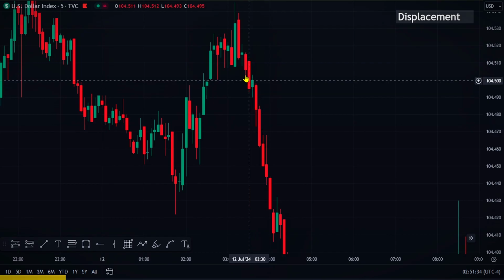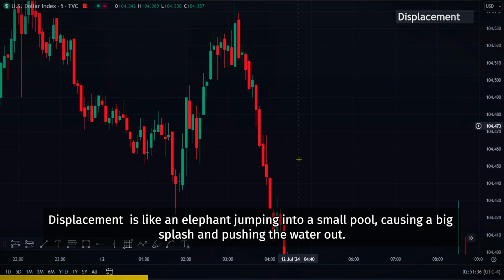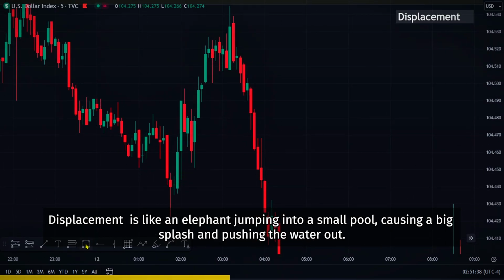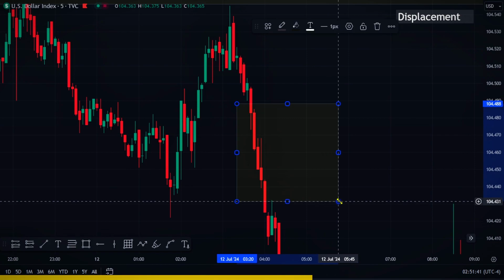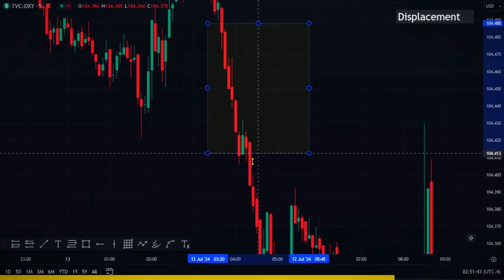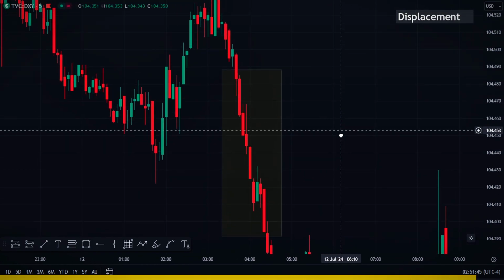Displacement is a big, energetic move in one direction, suggesting that the price has a clear favor to one side of the market. In simple words, displacement is represented by huge red bearish candles or huge green bullish candles.